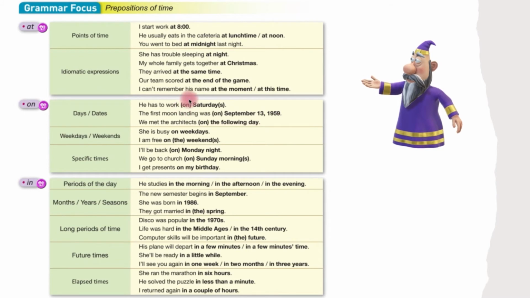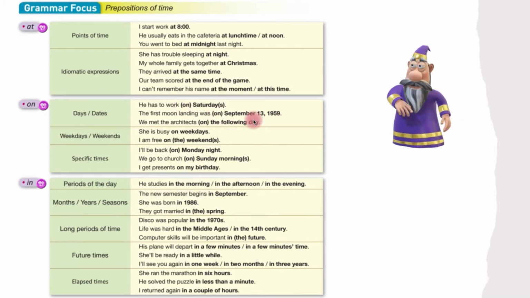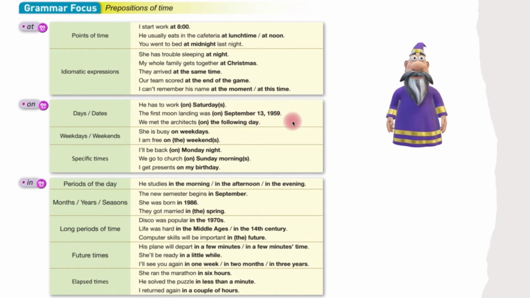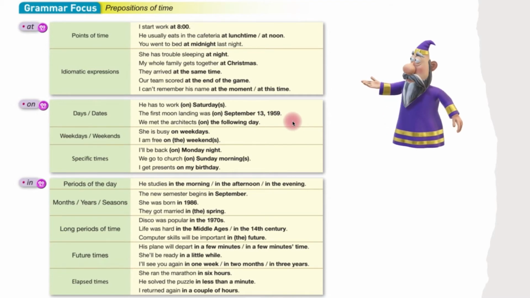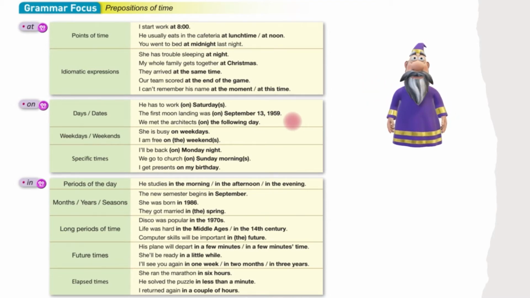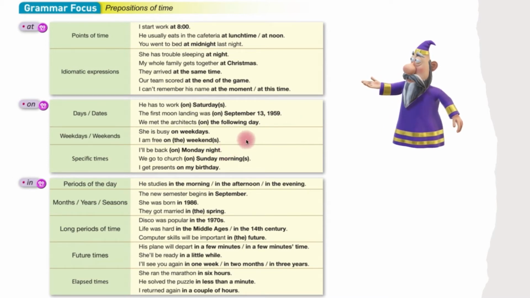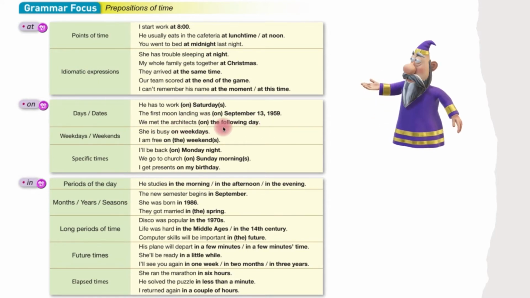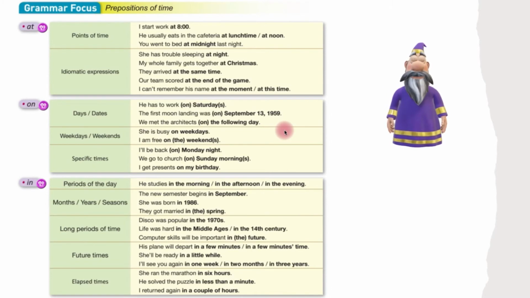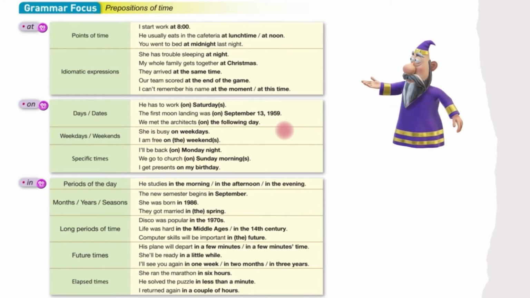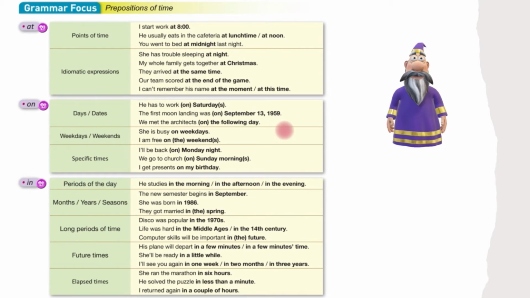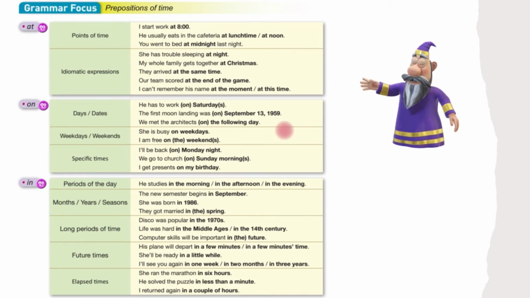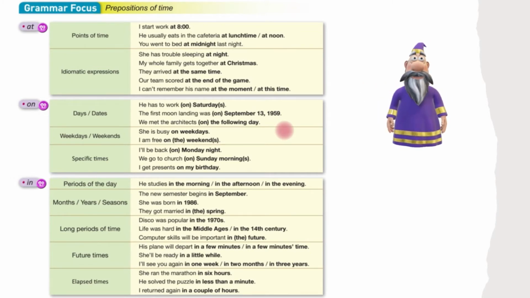So if there is parenthesis around the preposition, it means it's optional. But both options are grammatically accepted as correct. We met the architects on the following day, or we met the architects the following day. The following day is the day after. So, for example, today is, say, Saturday. The following day is Sunday. It's the day that follows.